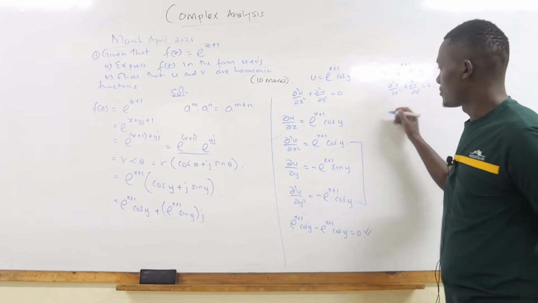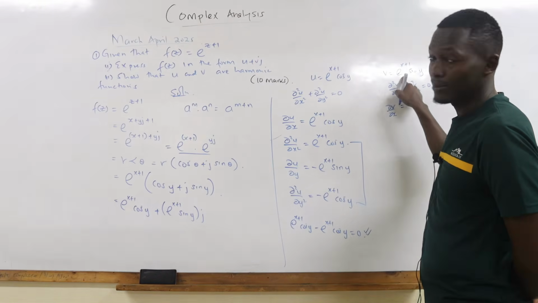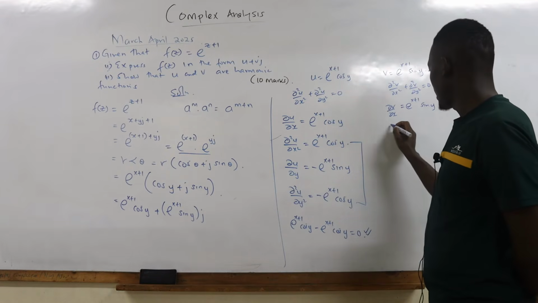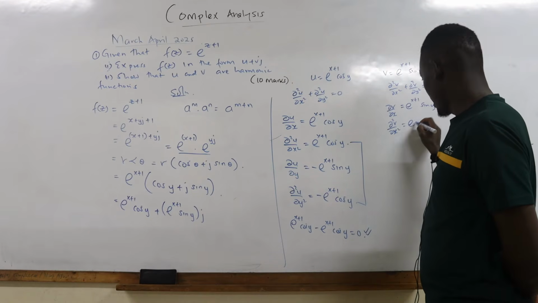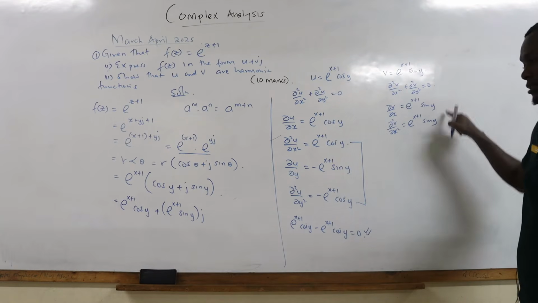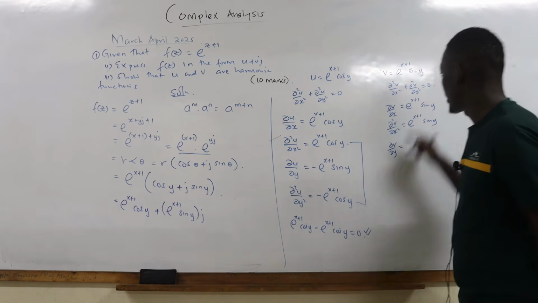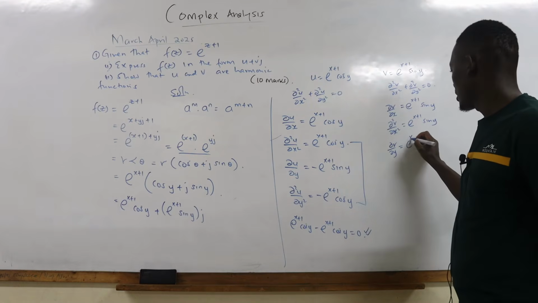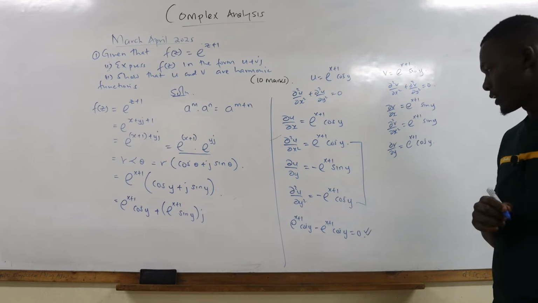Let's go to the v part. Again, dv dx: we have said when you differentiate exponent x plus 1, it remains the same. So exponent x plus 1, then sine y. Second time, d squared v with respect to x squared, it remains the same, exponent x plus 1 sine y. Then we come to dv dy. We now differentiate with respect to y. When you differentiate sine, you get cos. So again, e to the x plus 1, that one is a constant, and this one becomes cosine of y.